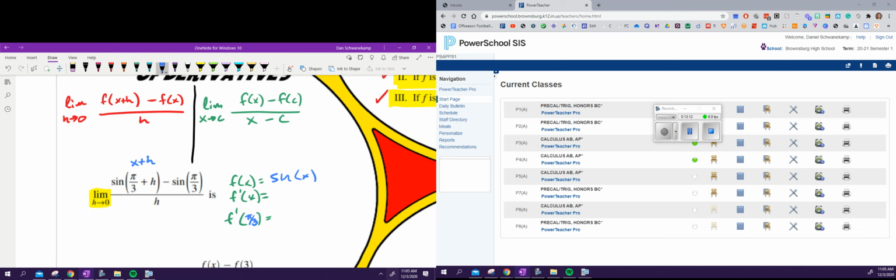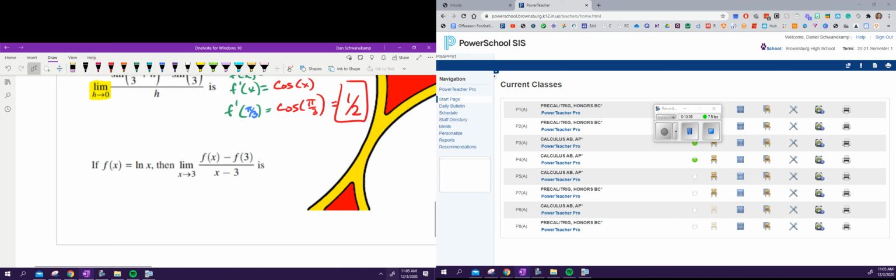What's the derivative of sine of x? Cosine of x. All right, cool. And Jesse said that x value is pi over 3. So I'm really finding the cosine of pi over 3. Unit circle, pi over 6, pi over 4, pi over 3. I'm doing cosine. What's cosine going to be at pi over 3? The answer is 1/2.